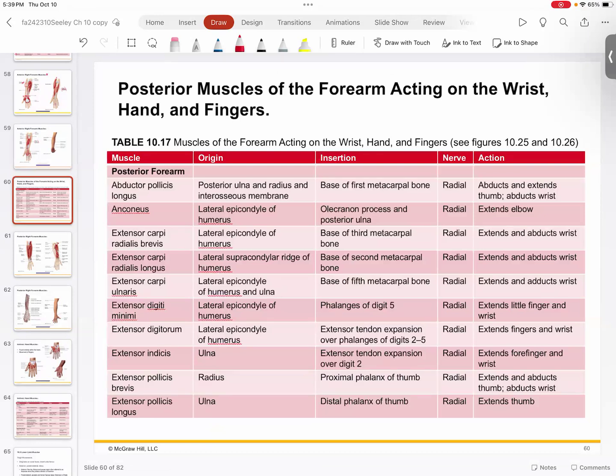So this is another one I'd spend a little bit of time on. However, don't prioritize ones that we haven't covered extensively. For instance, obviously the adductor pollicis longus, we didn't cover a whole lot in lab.